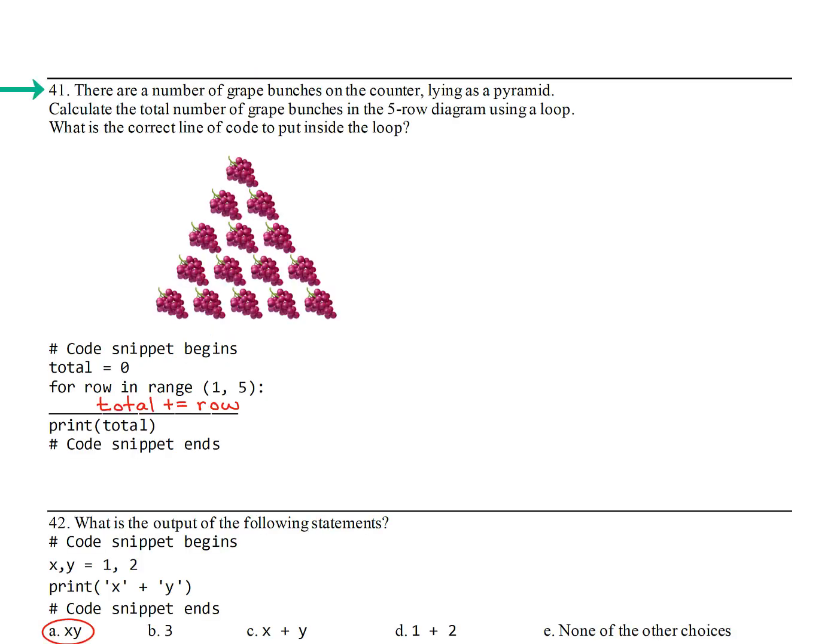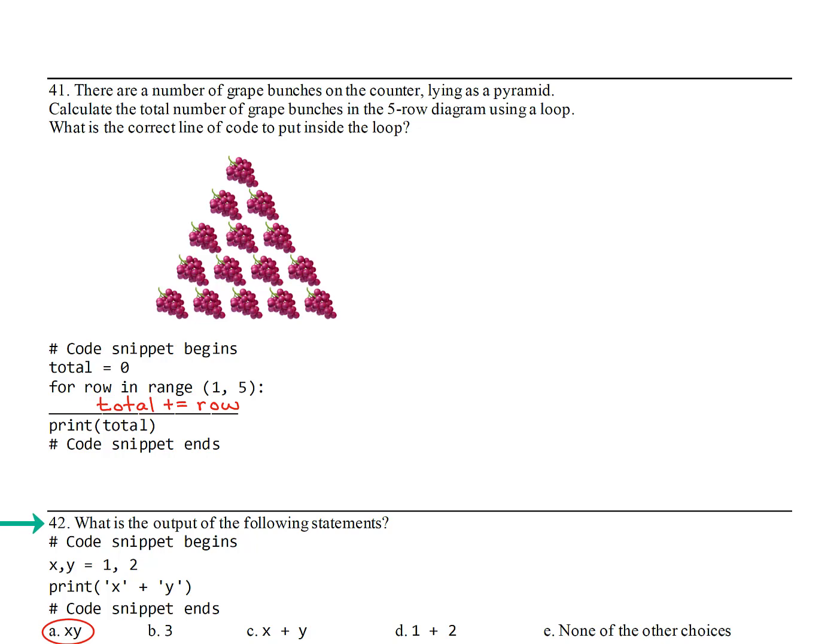We have a simple diagram. We have bunches of grapes laid out on the counter on this triangular pyramid, and you want to write code to add them up. So what goes into the blank inside this loop? Now notice total is 0, so what do you want to add? Think of the first row. You want to add 1, which is the row, the first value of the loop. What's the second value of the loop? 2. Well, you want to add 2 more bunches. The third value of the loop is 3, so it should be total equals total plus row is the missing line, and that's what I have.